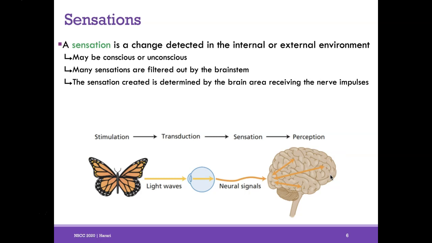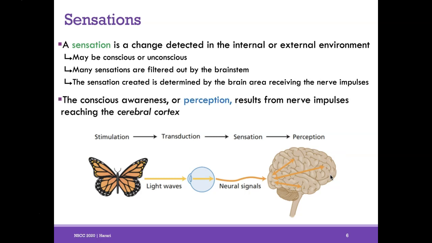That's what we call a perception. So the conscious awareness or the perception results from nerve impulses reaching the cerebral cortex. So a sensation is an awareness of a stimulus, and we really call it perception once it reaches the cerebral cortex. The book doesn't go specifically into the definition of perception. So right now we could use sensation and perception kind of interchangeably.